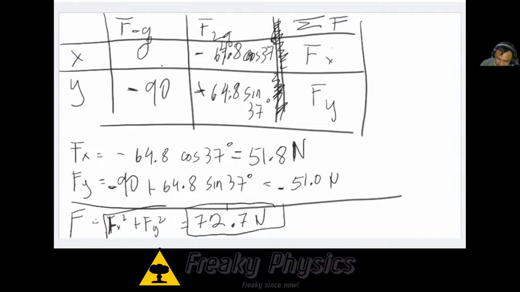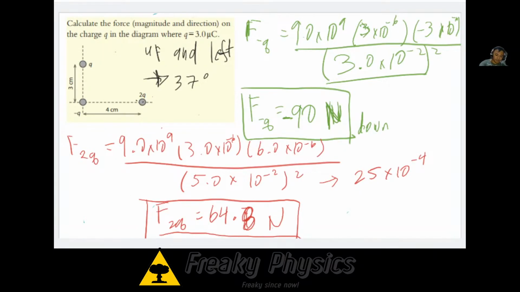Correct. And since the force is negative 90, you use that plus 64.8 because of the direction. It's going away from 2Q, not towards, because 2Q repels it. So it's gonna be repelled like that, away from. But the magnitude of the force is still the same. Okay, I think I got it.